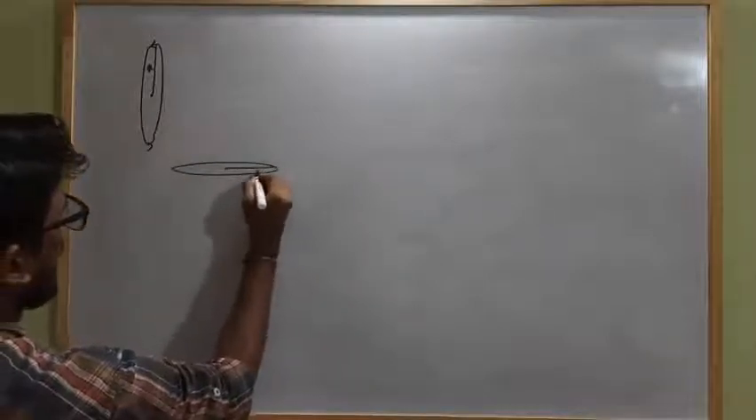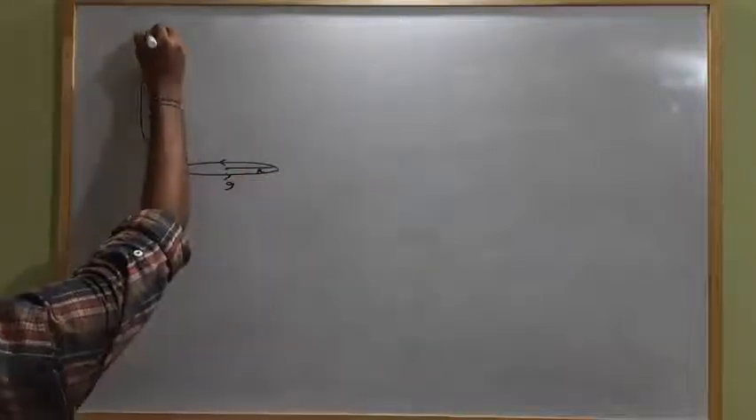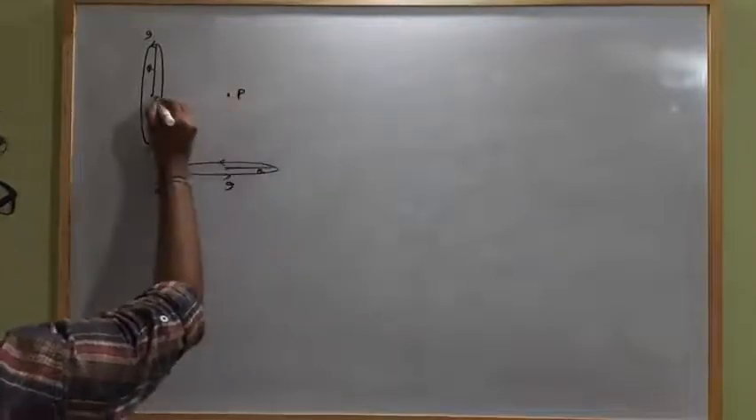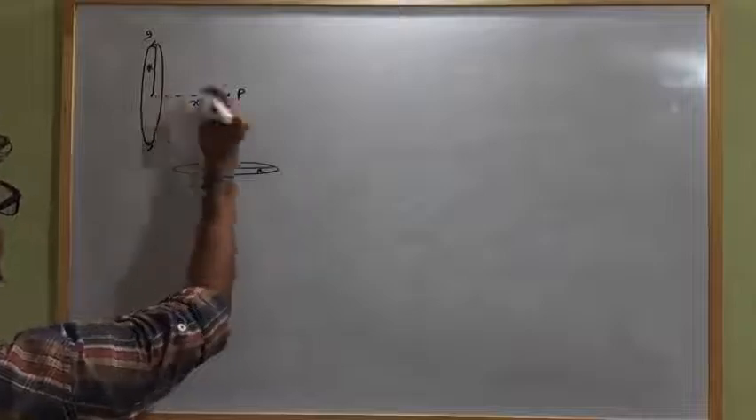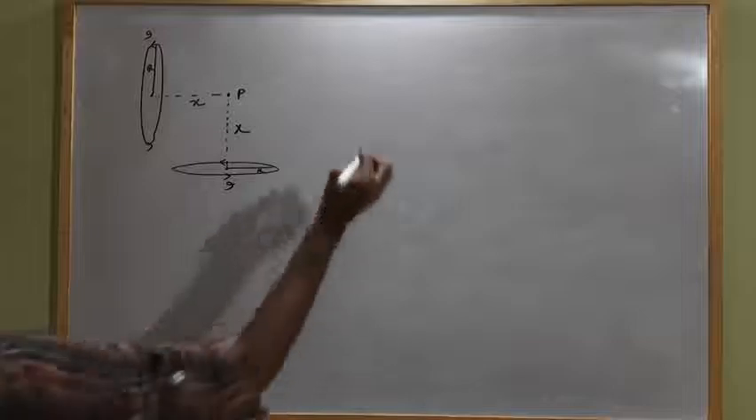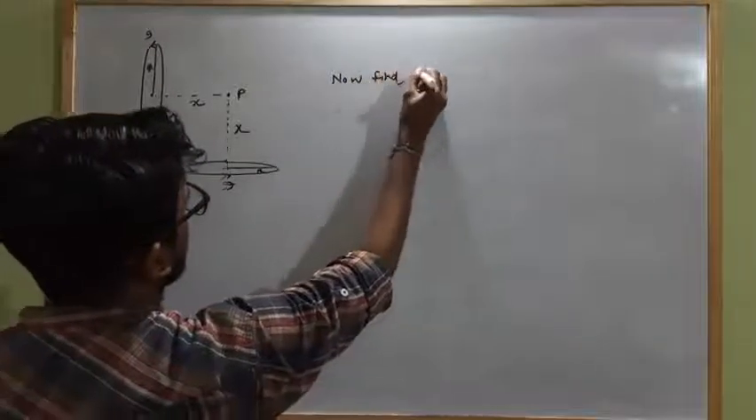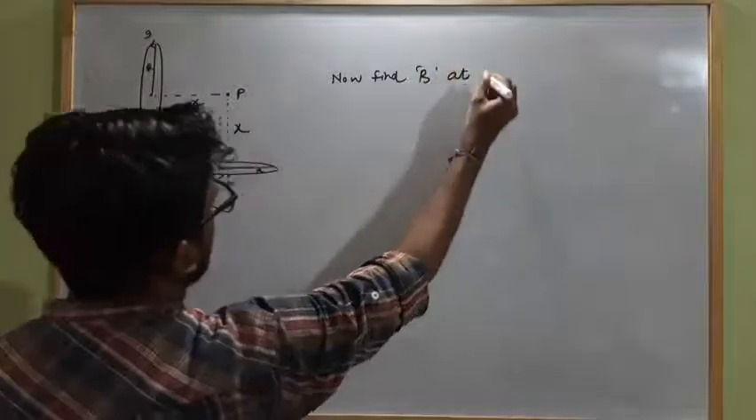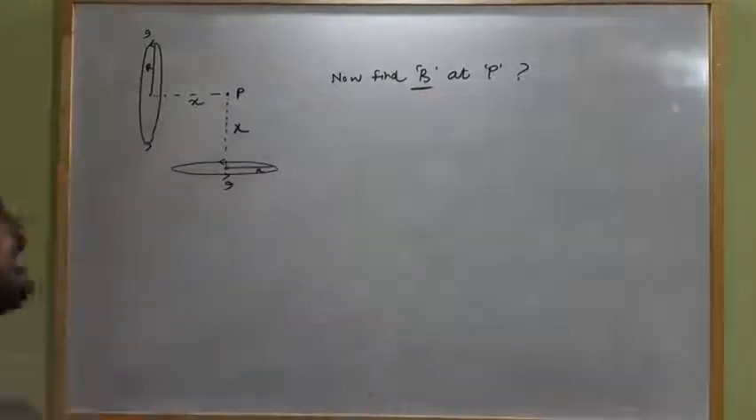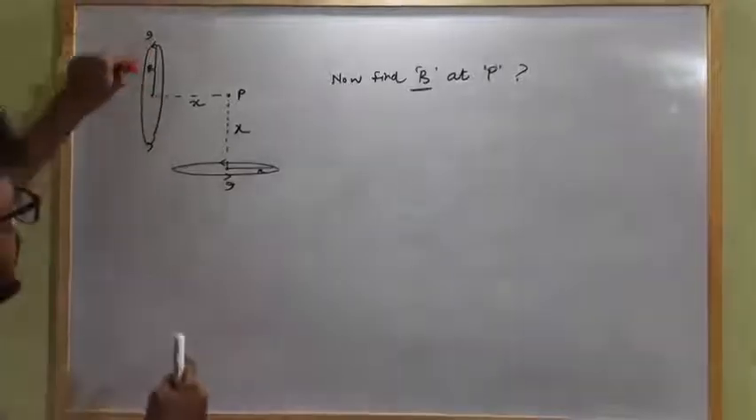Whose radius is again R and it carries current like this, I. Here current is I. Here is a point of observation P, which is at a distance x from this coil, again at a distance x from this coil. Okay, now find B at P. So we have to find the net magnetic field strength at point P due to this circular current carrying coil and this circular current carrying coil.